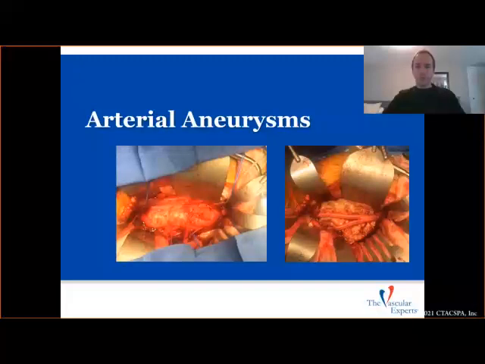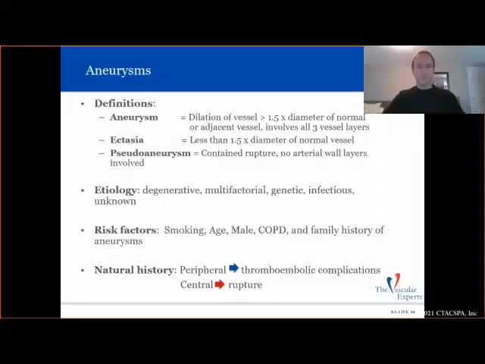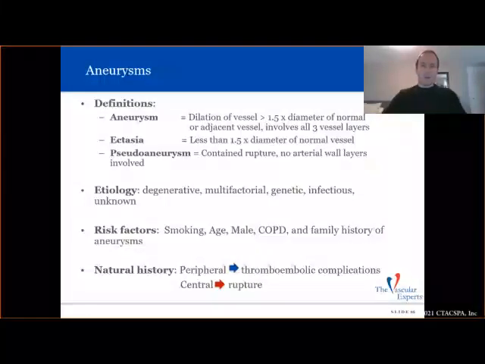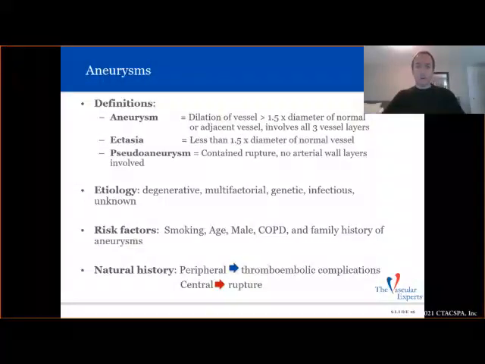Okay, so our first disease process here is aneurysms. That's an aortic aneurysm repair. What is an aneurysm? It's a vessel that's 1.5 times the normal size of a vessel, and it involves all the layers. Ectasia is just that area in between normal and aneurysm, so less than 1.5 times the diameter. And pseudoaneurysm is exactly that. It's a false aneurysm. It does not contain any arterial wall layers, and it's basically a contained rupture.